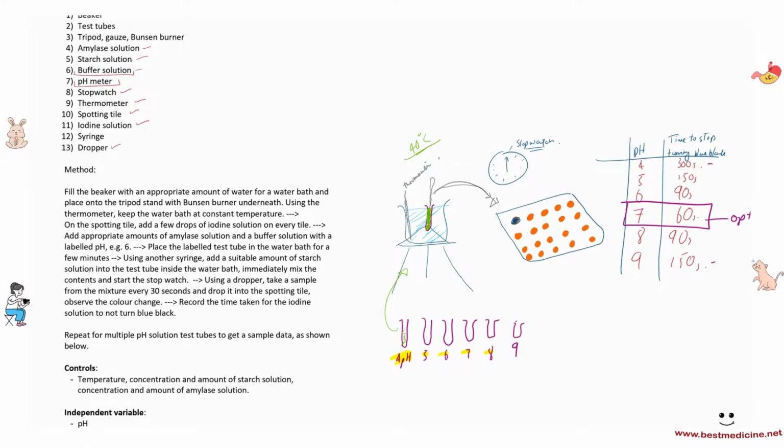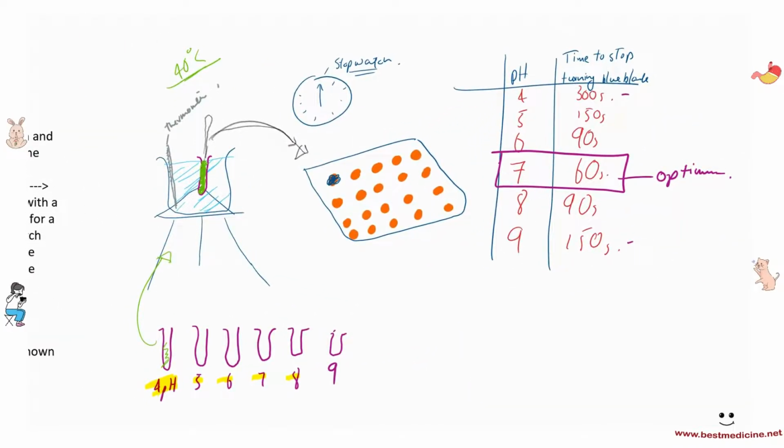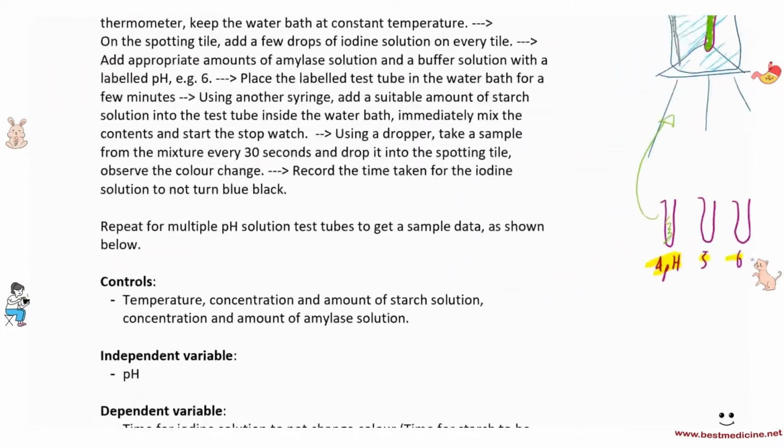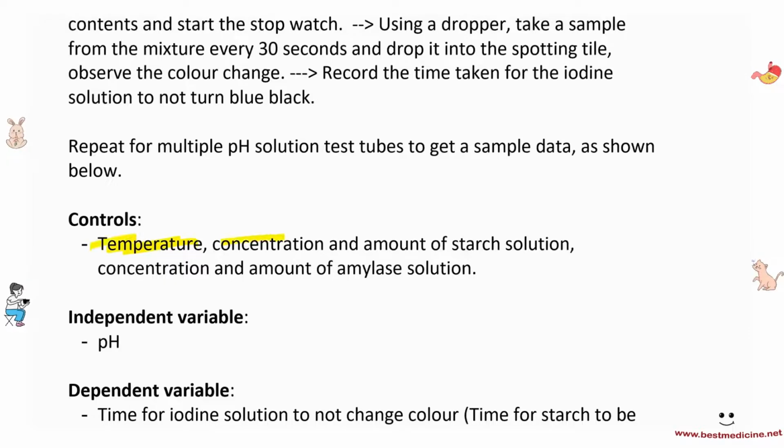Now, in this experiment, the things that we have controlled to prevent them from influencing the experiment are the temperature, which we standardize at 40 degrees Celsius so it does not influence the activity of the enzyme. We also standardized the concentration and amount of starch used, and the concentration and amount of amylase used. So those are the variables that we have controlled, the constants: the temperature, the concentration and amount of starch solution, and the concentration and amount of amylase solution.